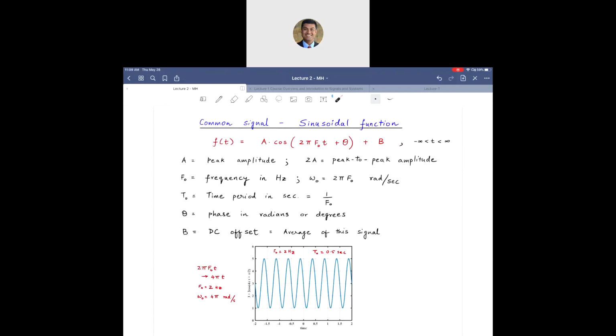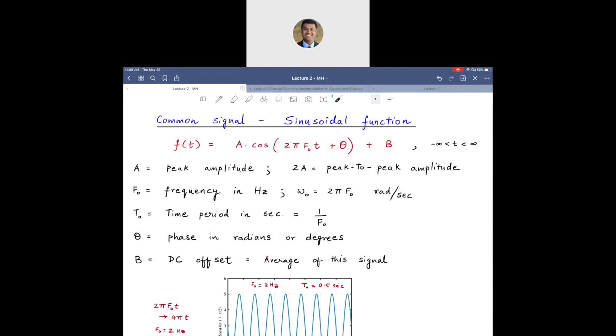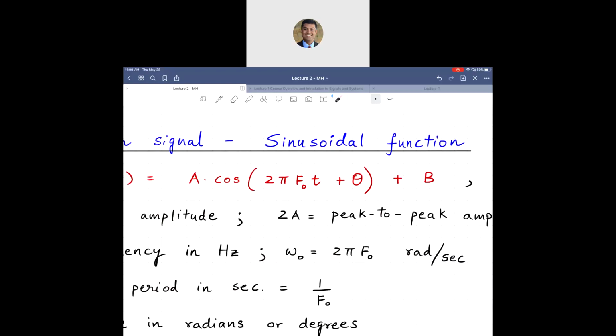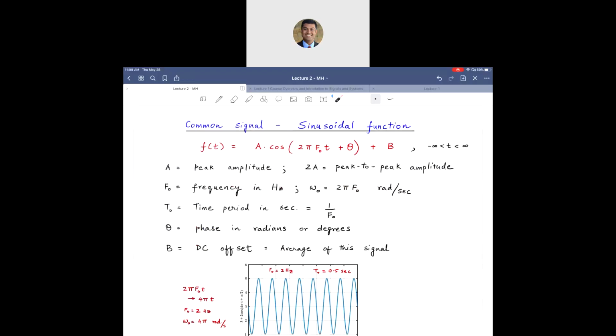Next, let us talk about the complex signal, the sinusoidal function. You have seen this several times. Let's give it a quick look over here. The function f of t is described as a sinusoidal function over here. It is represented as A cosine of 2 pi f0 t, where f0 is the fundamental frequency and t is time, plus some phase theta, plus B. And time over here is going from negative infinity to infinity. So it's defined as a sinusoidal periodic function that goes on forever.